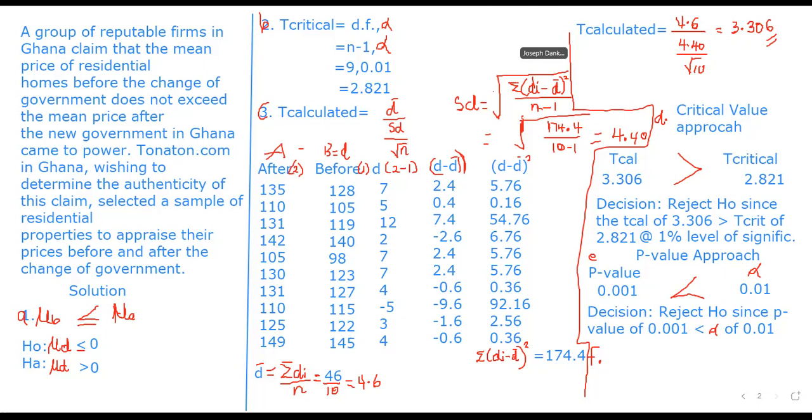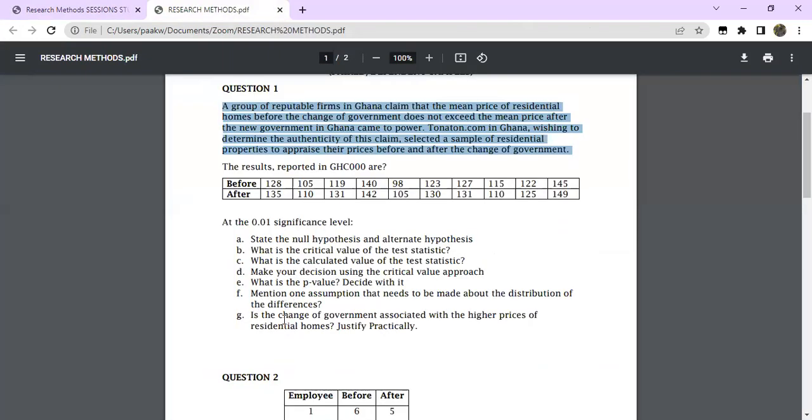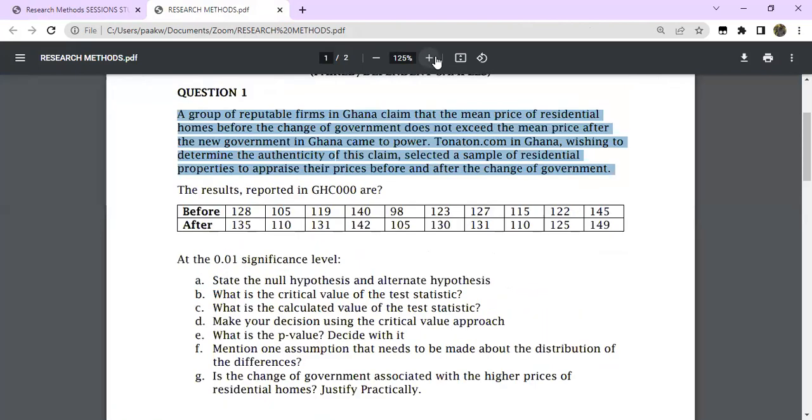Now, the F. This is also another important part of the question. It says mention one assumption that needs to be made about the distribution of differences. So what's the distribution of differences? This one we are talking about two-sided, and we are saying they are normally distributed. So that's the assumption. Just write that. One assumption is they are normally distributed.